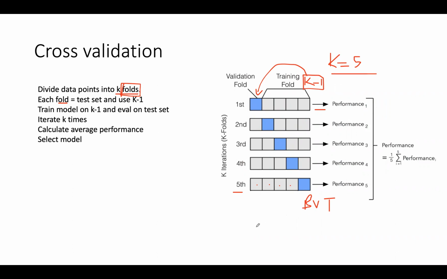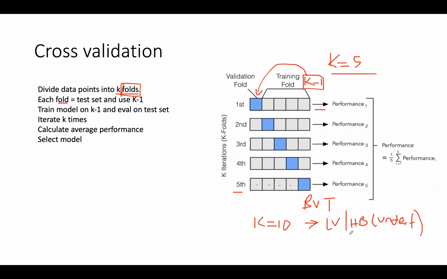A higher value of k, let's say we have k equals 10, will give lower variance. At the same time, it will also give high bias. This is a phenomenon we call underfitting. So when a model has low variance and high bias, we say this is underfitting. That means this model is very simplistic.